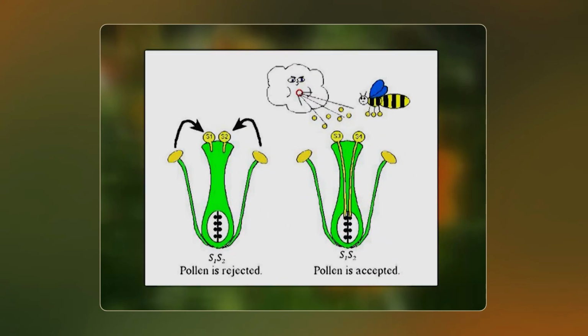and seed set. The angiosperm pistils have evolved mechanisms to discriminate between desirable pollen and undesirable pollen, which, if allowed to bring about fertilization, would have severe negative effects on the fitness of the progeny.